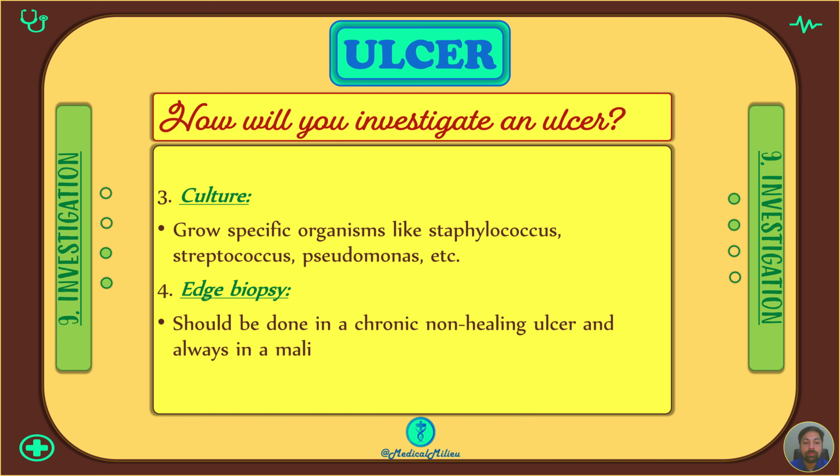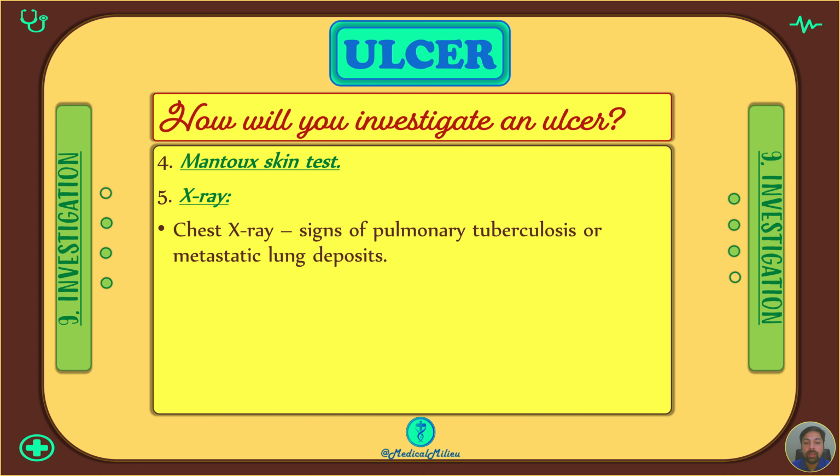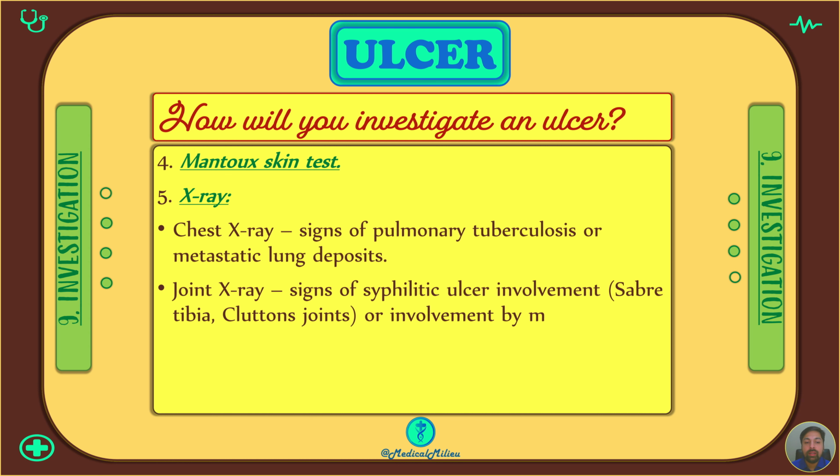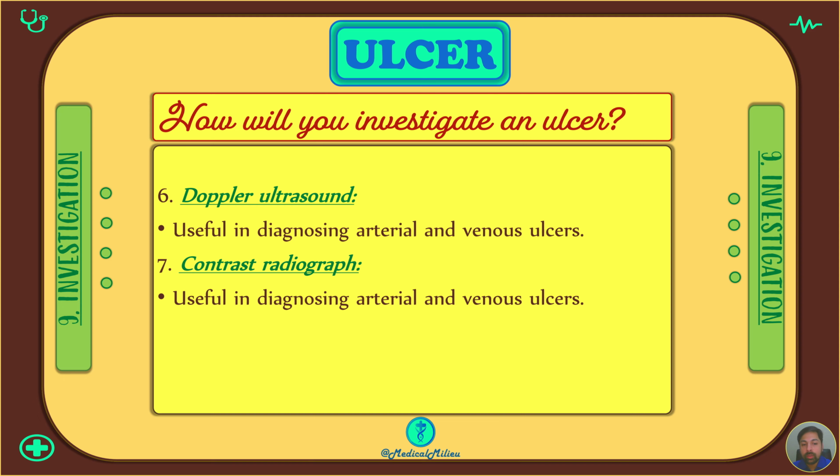An edge biopsy of the ulcer should be done in a chronic non-healing ulcer and always to be done in a malignant ulcer. A Mantoux skin test is done in a suspected case of tuberculosis, while in X-ray, a chest X-ray can be done to look for signs of pulmonary tuberculosis or metastatic lung deposits. A joint X-ray can be done to look for signs of syphilitic ulcer involvement like a saber tibia or Clutton's joints or involvement by a malignant ulcer. A Doppler ultrasound as well as a contrast radiograph are useful in diagnosing arterial and venous ulcers.